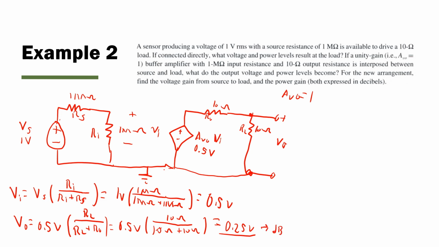If we want to find the gain in decibels, it would be 20 log base 10 of our voltage gain. Our voltage gain is equal to V out divided by Vs. This can get confusing. It's not going to be Vi for this amplifier circuit, it's going to be Vs. So that'll be 0.25 divided by 1, which is equal to 0.25. So it will be 20 log base 10 of 0.25 volt per volt. And this is equal to negative 14 decibels.